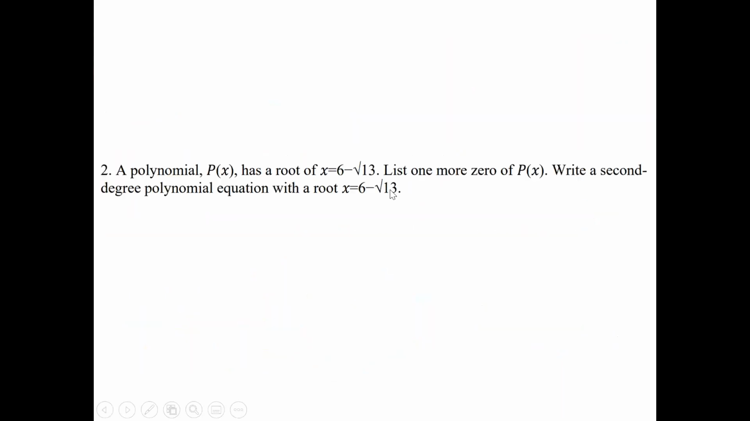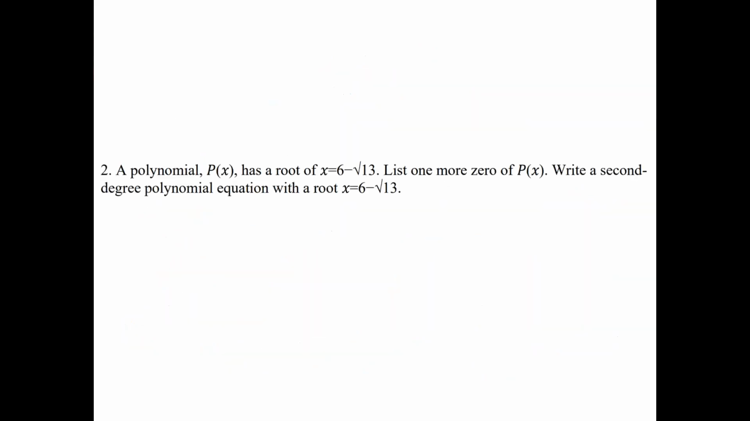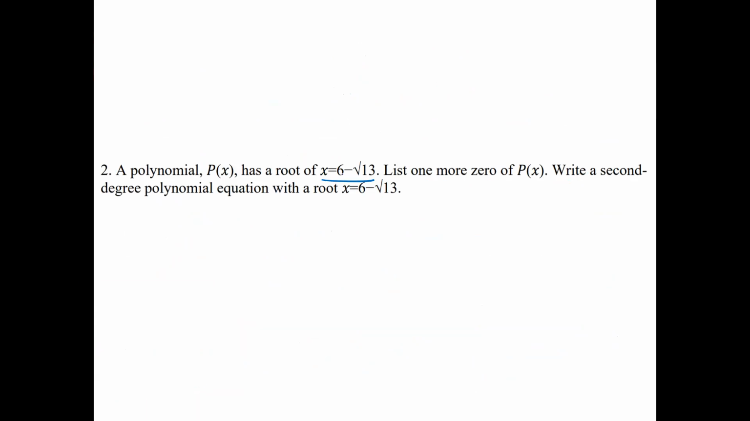Okay, so let's go ahead and take a look at question number 2. For question number 2, it says a polynomial p of x has this following root. List one more zero of p of x and write the second degree polynomial equation with a root of this right here. So if this is the first root, you know it's going to be x minus 6 minus the square root of 13. That's your first one. And your second one is going to be x minus 6 plus the square root of 13. And that's your second one.